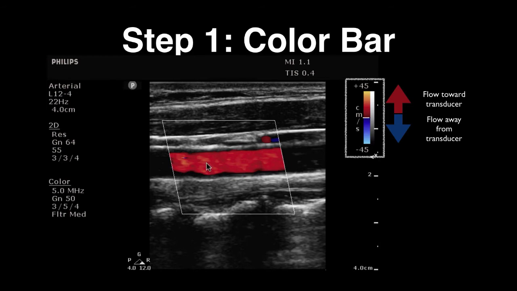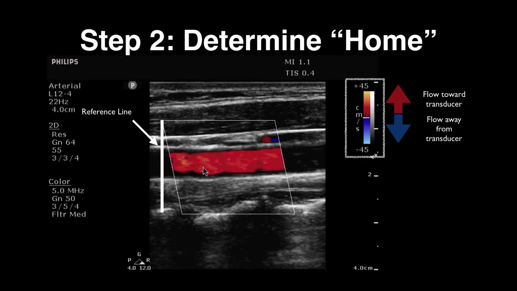So now we take a look at our image here. We've got a vessel here. It's assigned the reddish hues. The box is steered. So now we have to figure out, is flow going this way or is it going this way? So the next thing we have to do is to determine the home or reference line. So remember I said to think of this color box when it's steered as a pointer. You've got that pointer area where the vessel is the most superficial. So what you want to do is draw a line down from that.